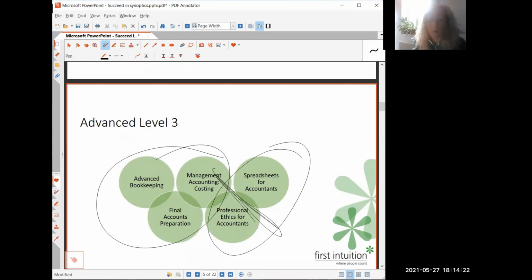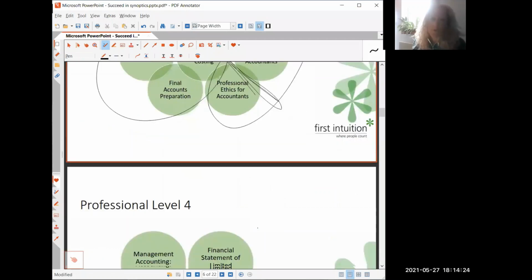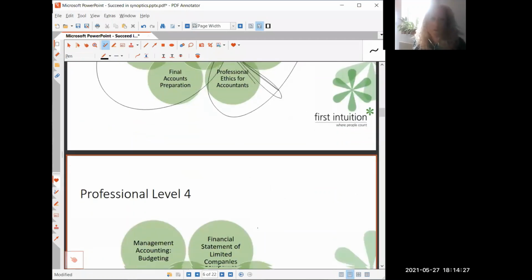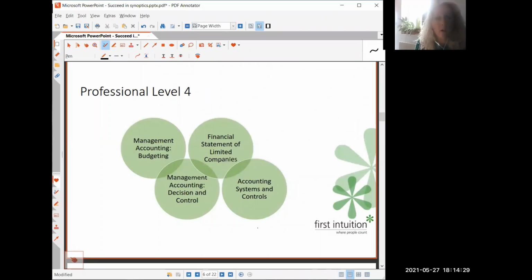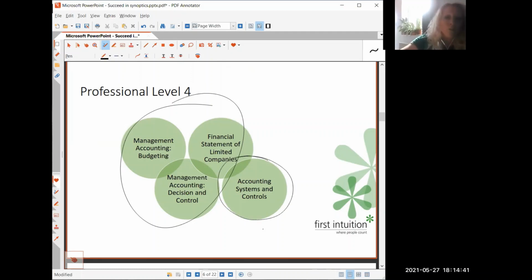And at level 4, it is the 4 core units that are tested within the Synoptic. These 3 are budgeting, decision and control, and financial statements. They all have their own individual unit assessment. Accounting systems and controls is only tested in the professional Synoptic. So elements of these will be included in the Synoptic. All of the learning outcomes are being tested from the accounting systems and controls.